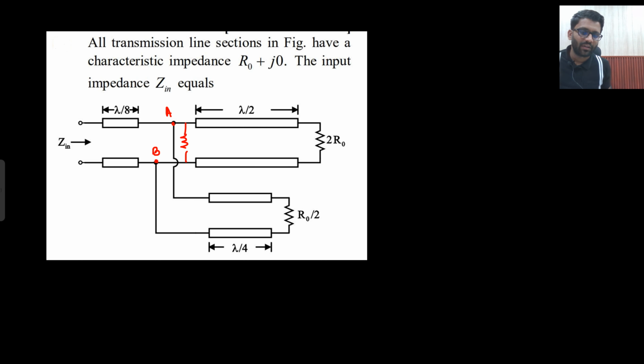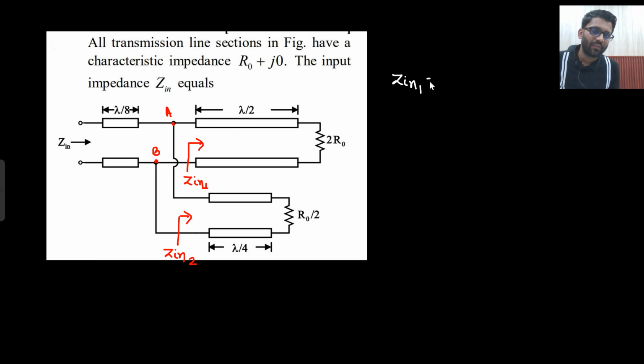Are you getting this point? What I am asking is, what will be this ZIN1 and what will be this ZIN2? For the lambda by 2 line, I know that my ZIN1 will be equal to the load impedance, that is 2 R naught. What will be my ZIN2? That is for the lambda by 4 line. What is the formula? Z naught square by ZL. So R naught square divided by ZL. What is ZL? R naught by 2. So that would be 2 R naught only.